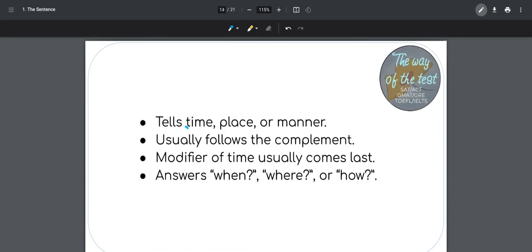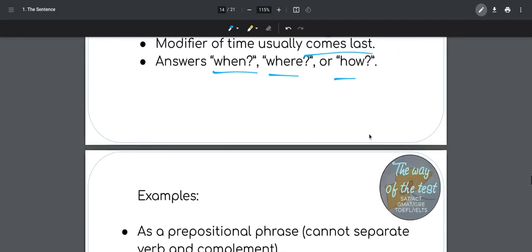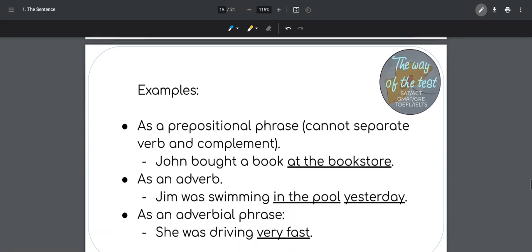Well, they tell either time, place, or manner. They usually follow the complement. They usually go at the end of the sentence or at the very beginning of the sentence. Usually it comes last, and they usually answer when, where, or how. Pause this and copy if you need to. And these are some examples of modifiers.